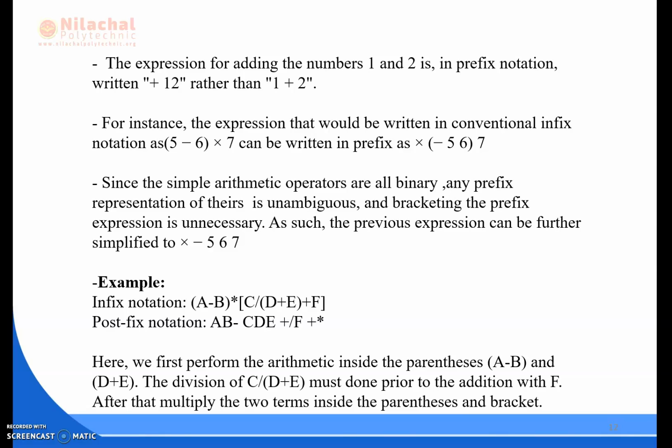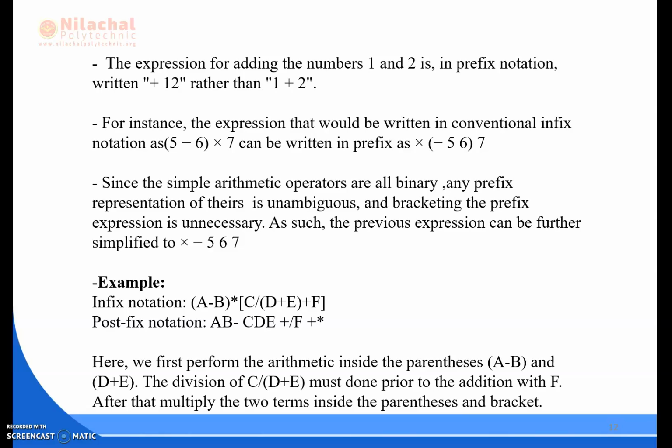According to the precedence priority, we need to solve the brackets first, and at the second step we will be solving the power. The third step we will be solving the multiplication and division, and at the fourth step we will be solving addition and subtraction. And according to the associativity rule, the power will be solved from right to left, whereas the multiplication, division, addition and subtraction will be solved from left to right of the expression.